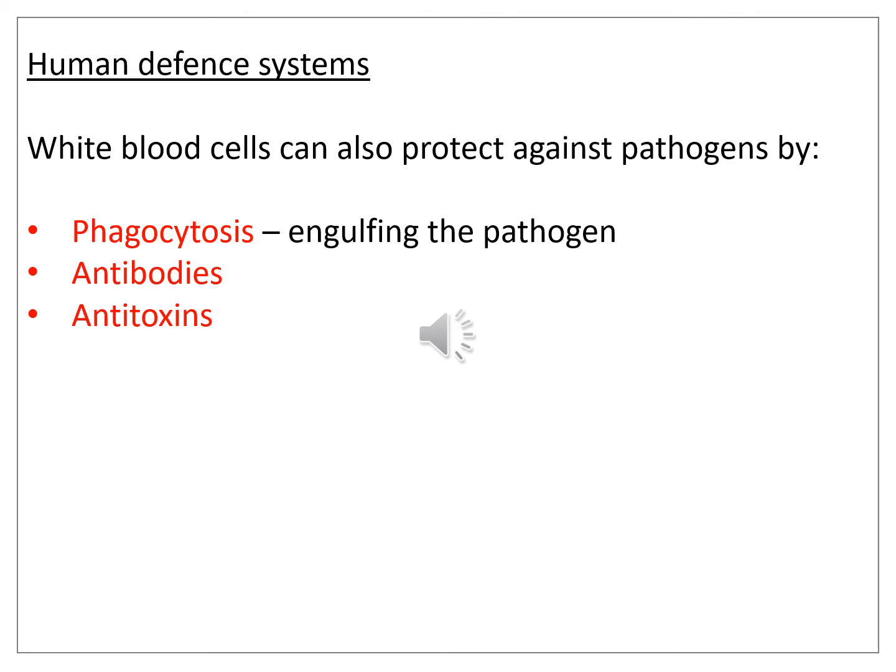The next two responses, making antibodies and making antitoxins, are really specific responses. Antibodies are made against a particular antigen on a pathogen. So an antibody against salmonella would not work against gonorrhea. Antitoxins are specific to bacteria, and they are specific to the toxin the bacteria has made.